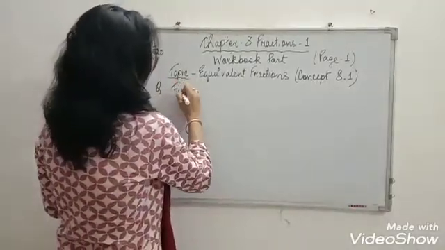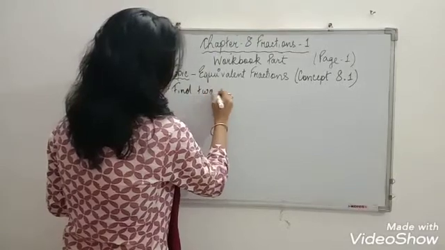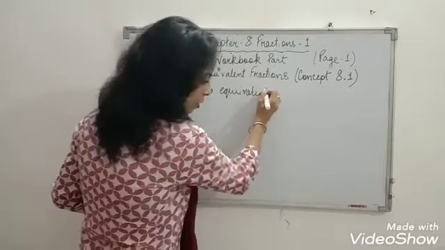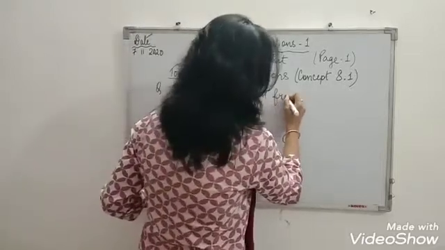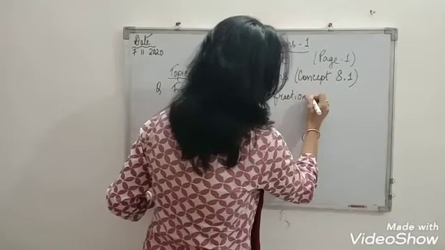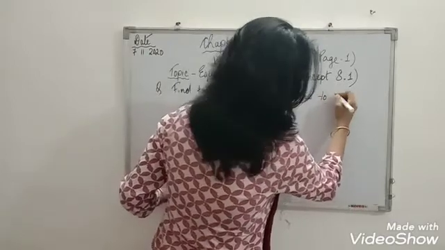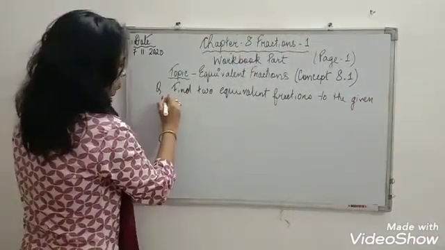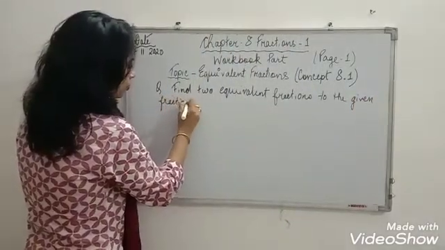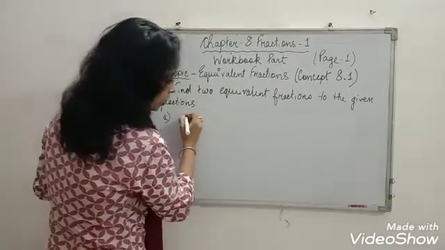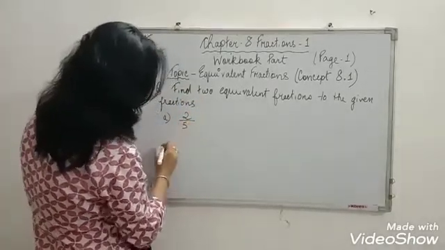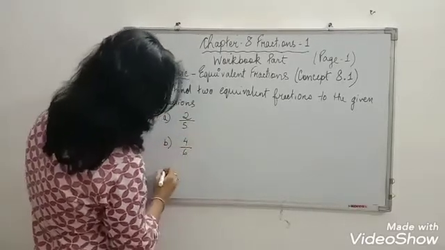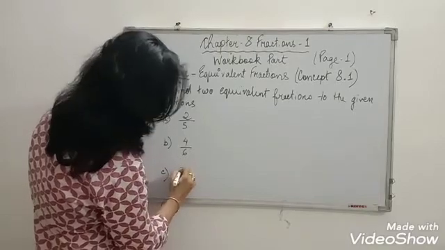Find two equivalent fractions to the given fractions. Number A is 2/5. Number B is 4/6. And number C, 3/4.